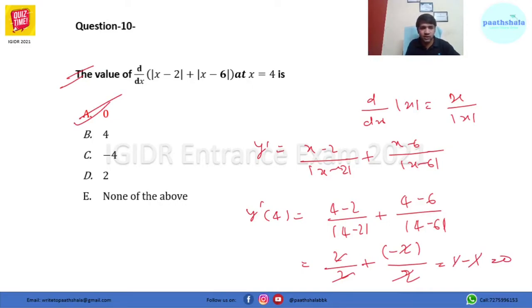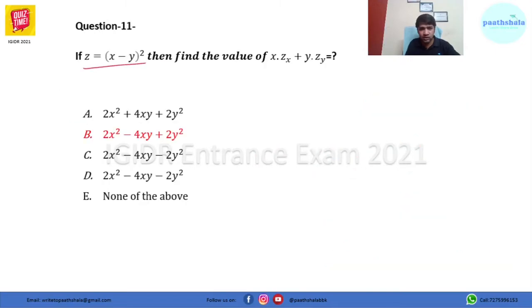Now let's move to the next question. This question is based on partial differentiation. Here zx is the partial differentiation of the z function with respect to x, so generally we denote it by del z by del x. What does it mean? It means while differentiating the z function with respect to x, we'll take y as constant. So this will come out to be 2(x minus y), and we'll further differentiate this x minus y, which will come out to be 1 minus 0. So finally it is coming out to be 2(x minus y).